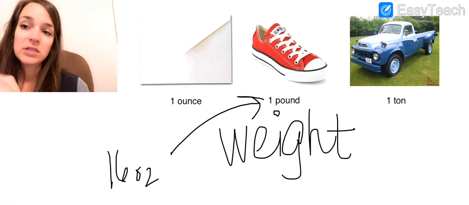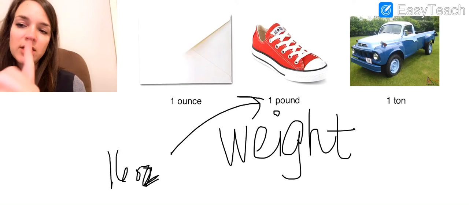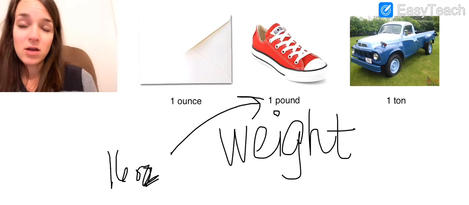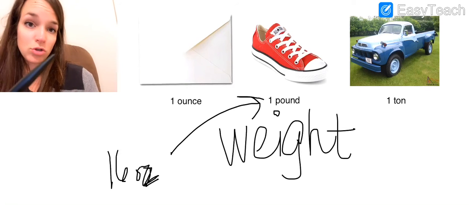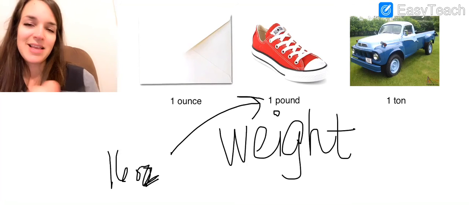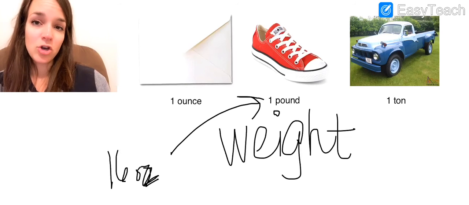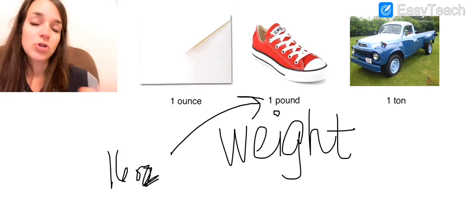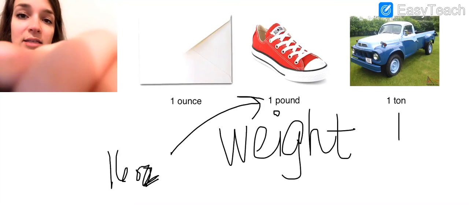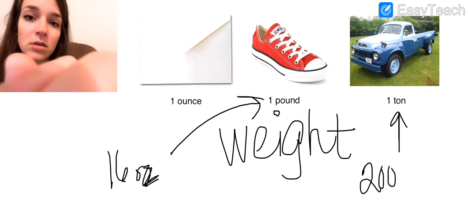Ounces is abbreviated OZ, which you guys should already know, but just in case you don't. A pound is about the weight of a shoe. Any of those shoes in your closet, I'm sure you've got at least one, that's going to be about a pound. And then a ton could be the measurement of something like a small car or truck. A ton is actually made up of 2,000 pounds.